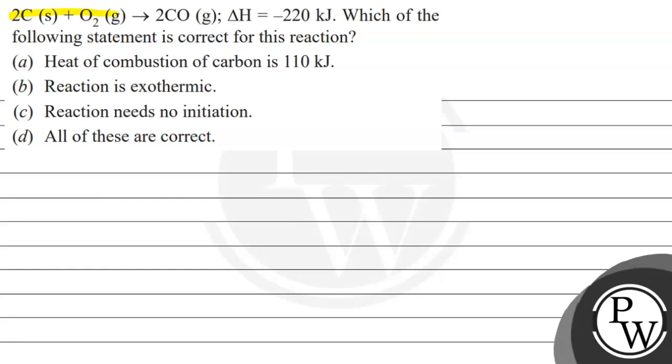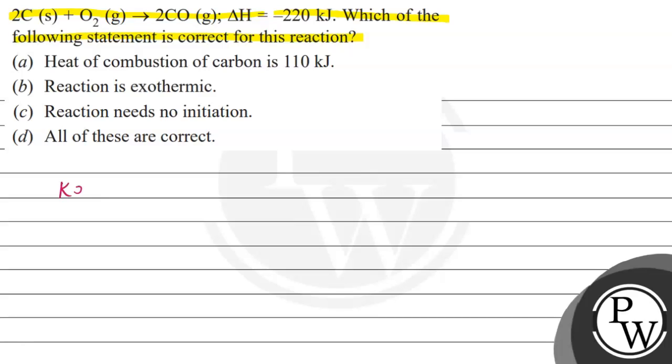2 carbon plus oxygen leads to the formation of CO, that is the carbon monoxide. Delta H is equal to minus 220 kilojoule. Which of the following statements is correct for this reaction? And these are the options given to us.